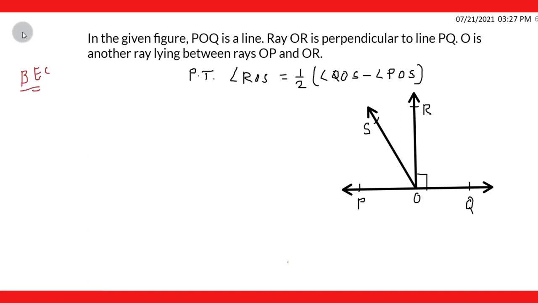And in today's episode we are going to solve the questions from exercise 6.1 from chapter number 6 on lines and angles. Friends, in the previous episodes we have solved questions 1, 2, 3 and 4, and today we are going to discuss question number 5 and question number 6.